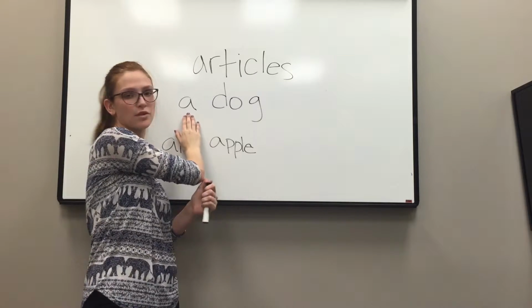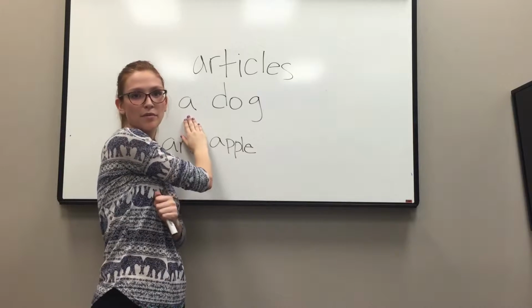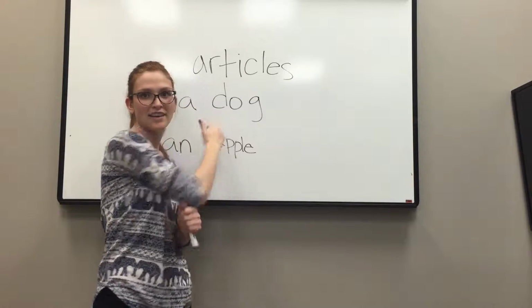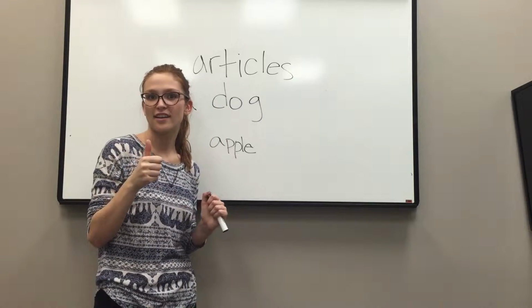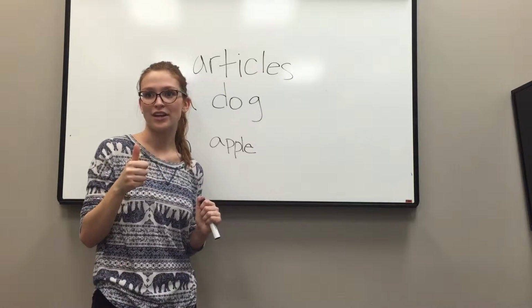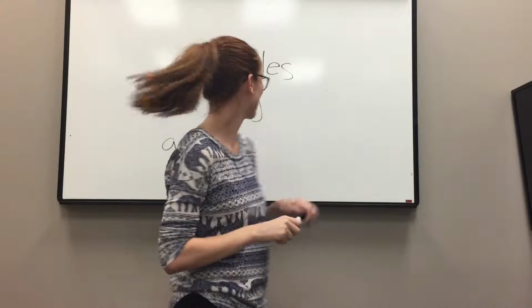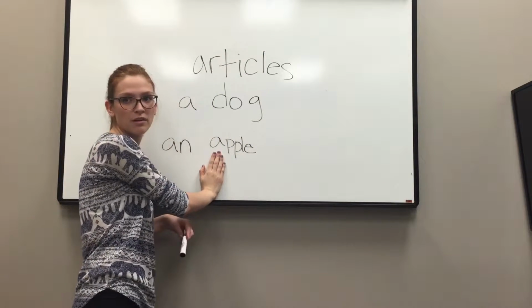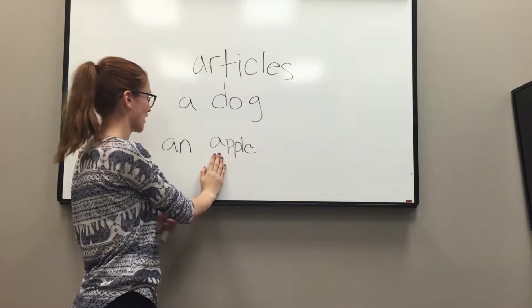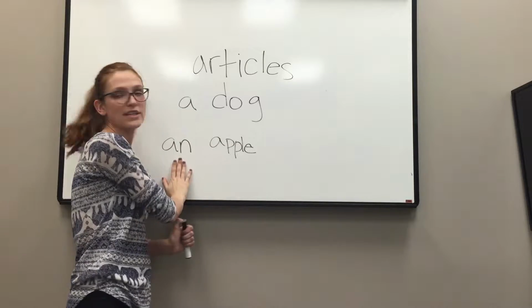So when we use the word a, it's going to be before a consonant. Give me a thumbs up if you remember what a consonant is. Very good. Now give me 2 thumbs up if you remember what a vowel is. Great. So what is a in apple? It's a vowel. Very good. So before a vowel, we are going to use an.